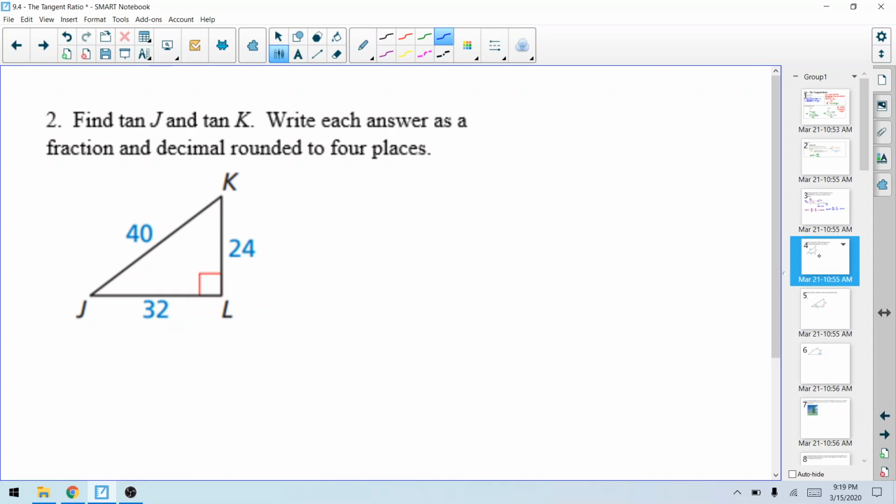Example 2. Find the tangent of J and the tangent of K. Write each answer as a fraction and decimal rounded to 4 places. So, starting with the tangent of J. Take 3 seconds, think about it.